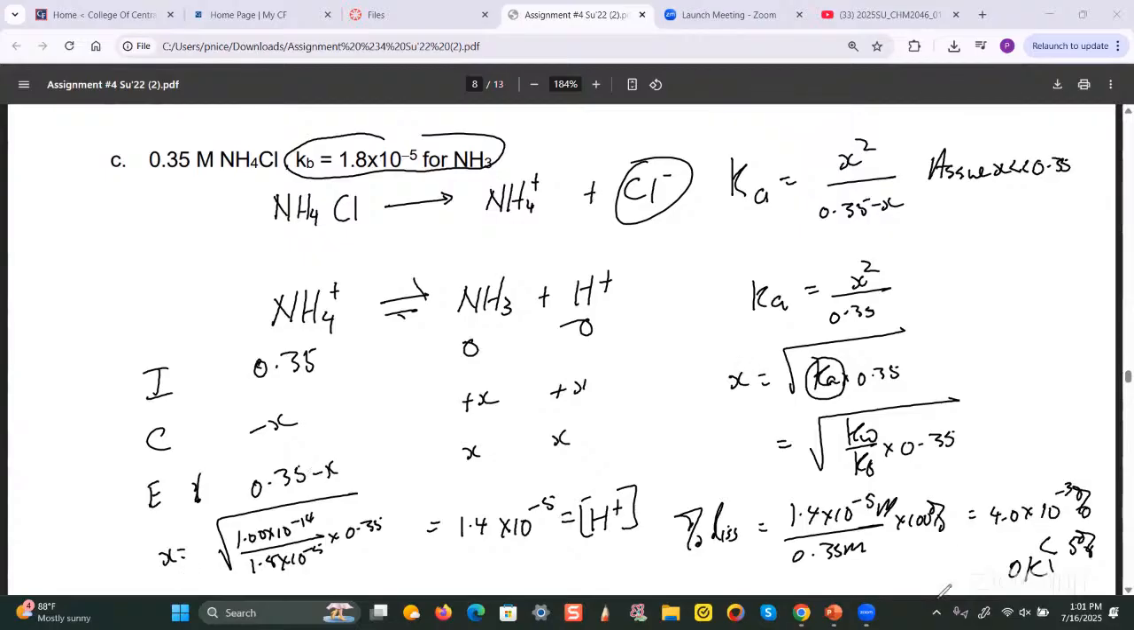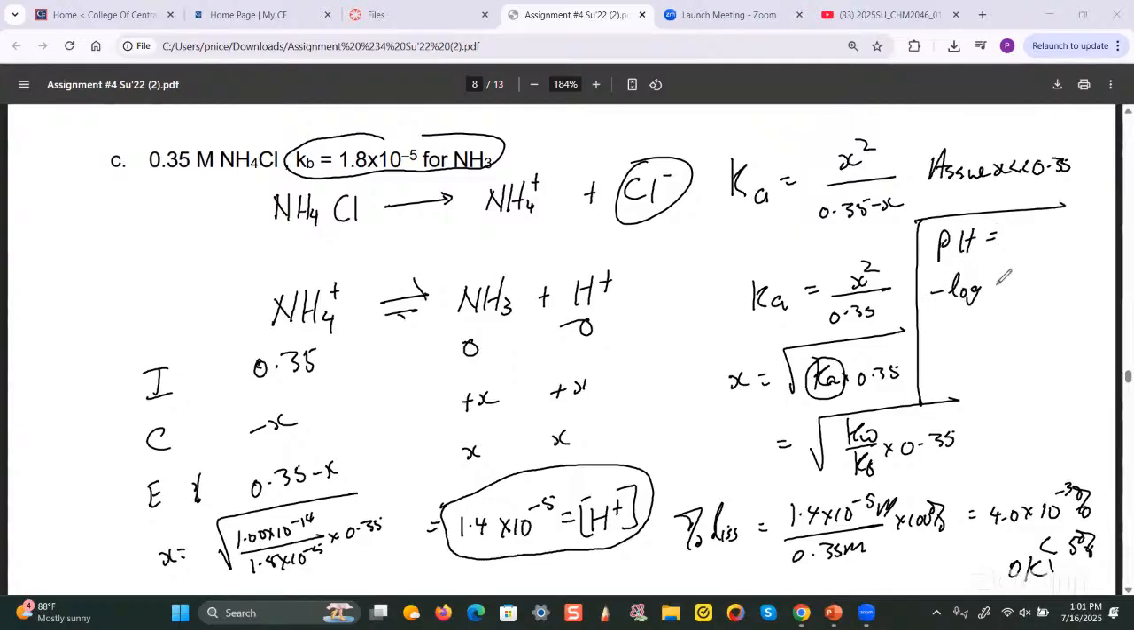Now that we know that the assumption is okay, that means that we can work with this, right? So what's the next step? Exactly. We're going to find a pH, which would be equal to minus log of the 1.4 times 10 to the minus 5. Find the minus log of that. According to my calculation, rounded off to 2 decimal places, that's going to give you 4.85. And that's how that is done.